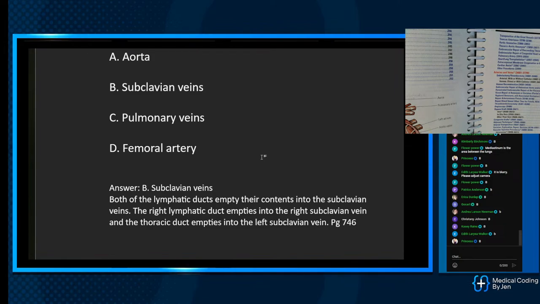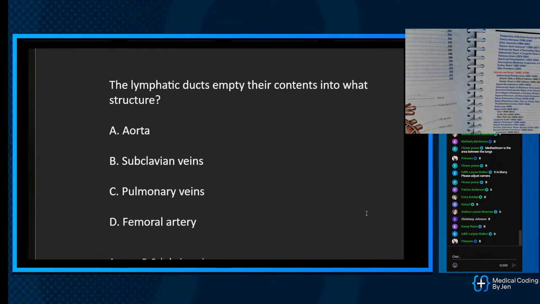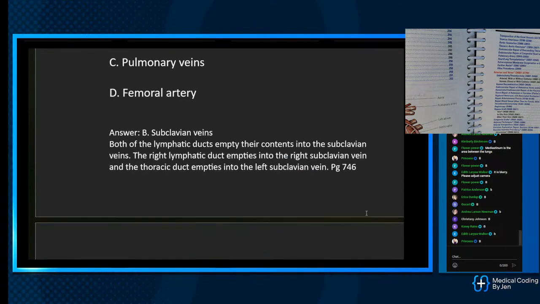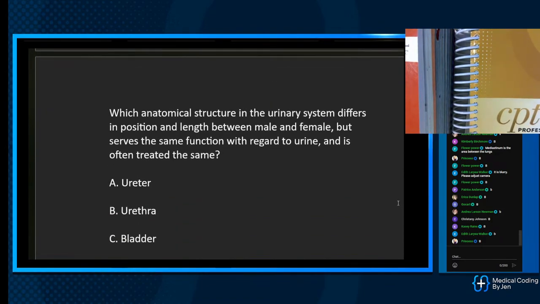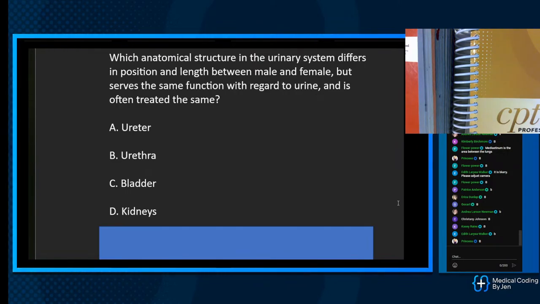We are in the subclavian vein. And the answer to this question is in your ICD-10 book on page 746. Which anatomical structure in the urinary system differs in position and length between the male and female, but serves the same function in regards to urine and is often treated the same? Is it a ureter, urethra, bladder, or kidneys?